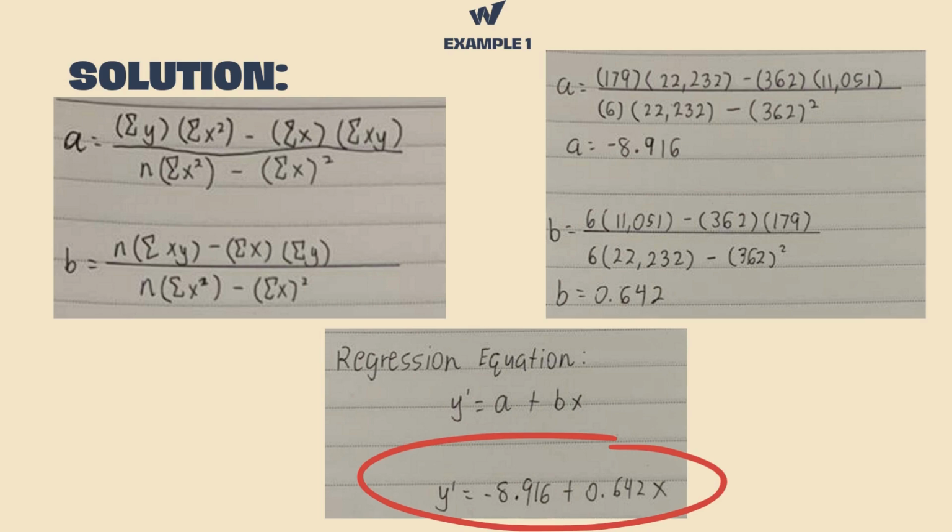y prime is equivalent to A plus bx, and our final answer is y prime is equivalent to negative 8.916 plus 0.642x.